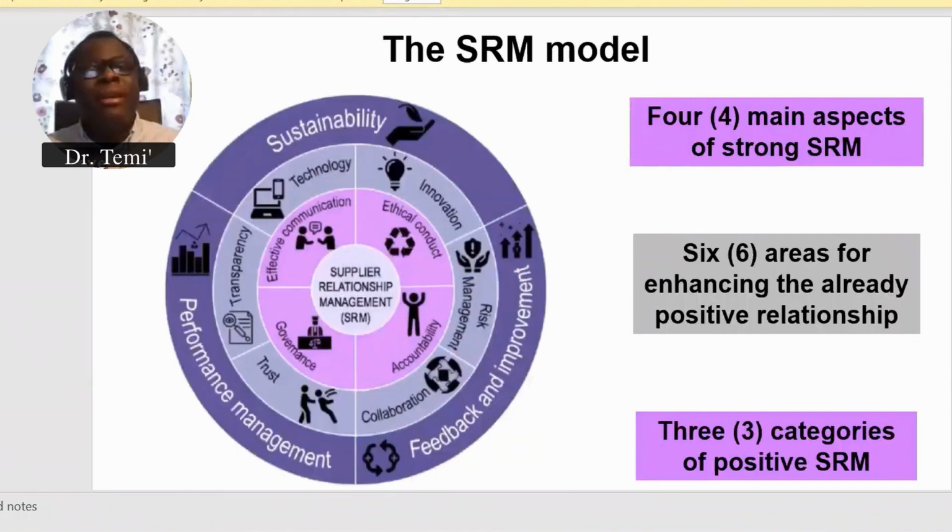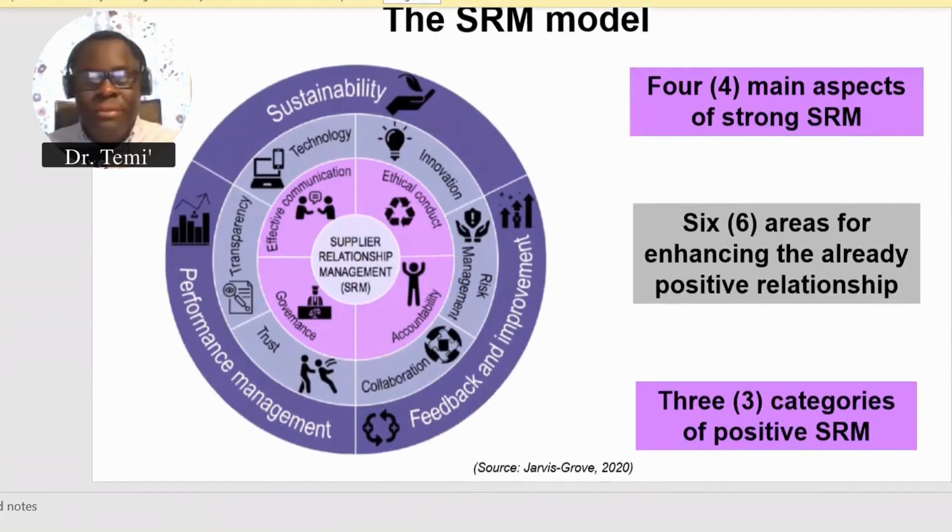And then there's this supplier relationship model that I like. It's very beautiful. It was proposed by Jarvis Grove, very recently. And this model, to be honest, breaks down supplier relationship into different elements. So you can see in the inner circle, you have the supplier relationship management itself, and then you now have the outer layer of the inner circle with some 4 major aspects. Now let's look at these aspects.